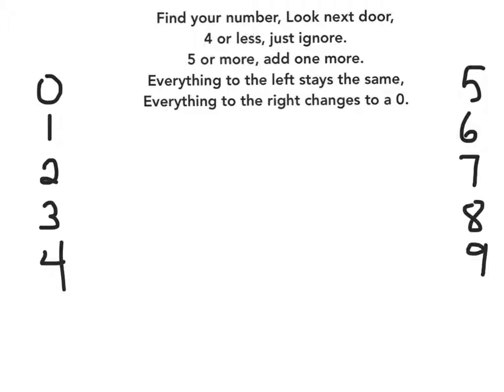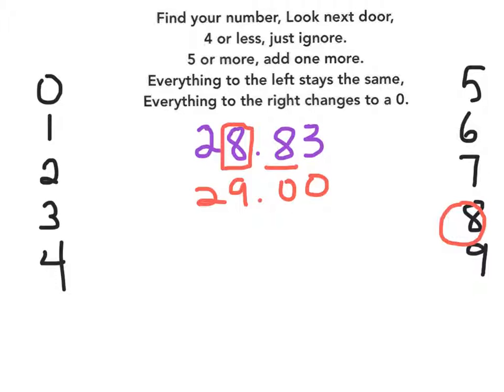So now let's have you try it. $28.83. Now round this one to the nearest whole dollar, and then go to the next page to see if you got the right answer. So when you rounded $28.83 to the nearest whole dollar, if you got $29, you in fact got it right. Good job.